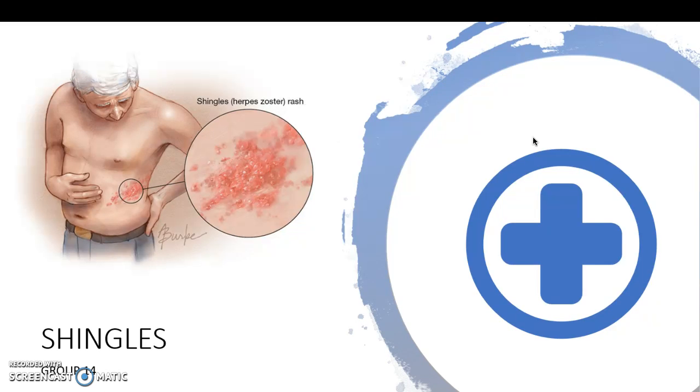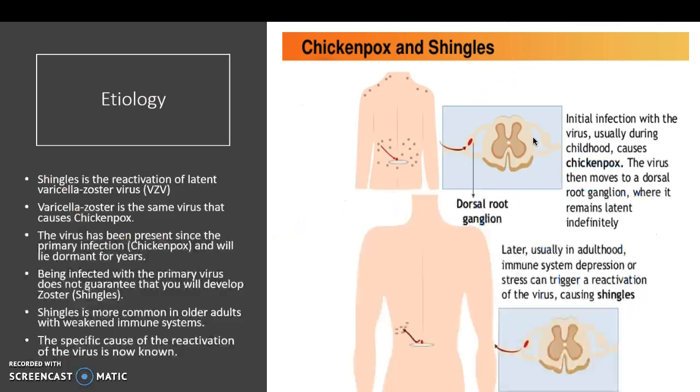All right, so this is group 14. We did shingles. As you can see here in this illustration, it's a depiction of what shingles could look like and how it could present on the body. Again, this is just an example of what you might see with a diagnosis of shingles.